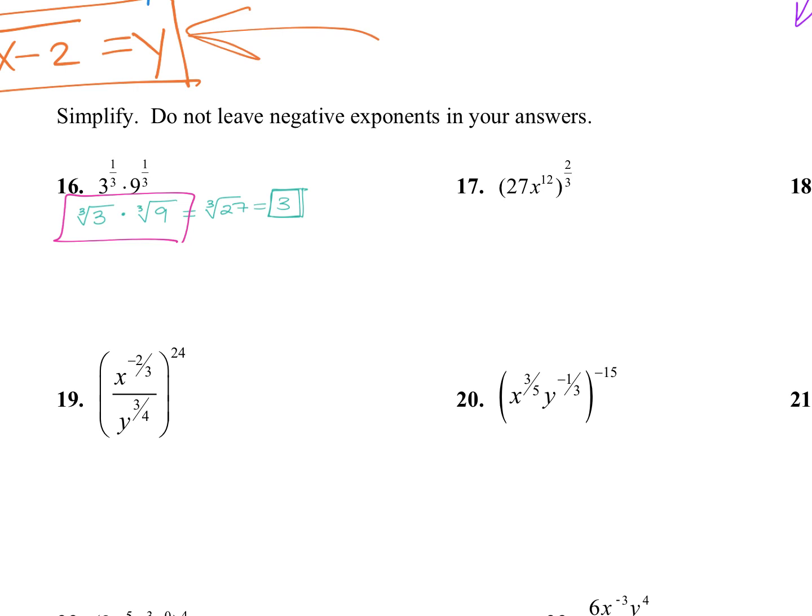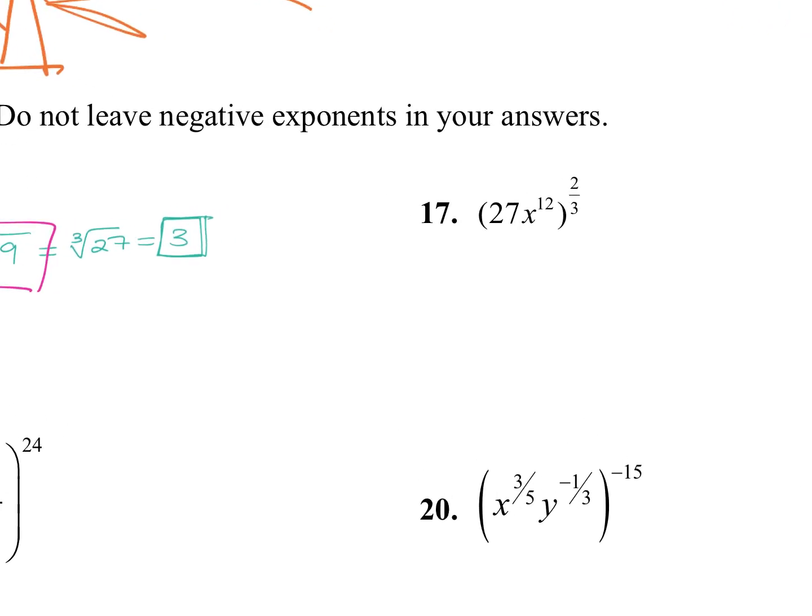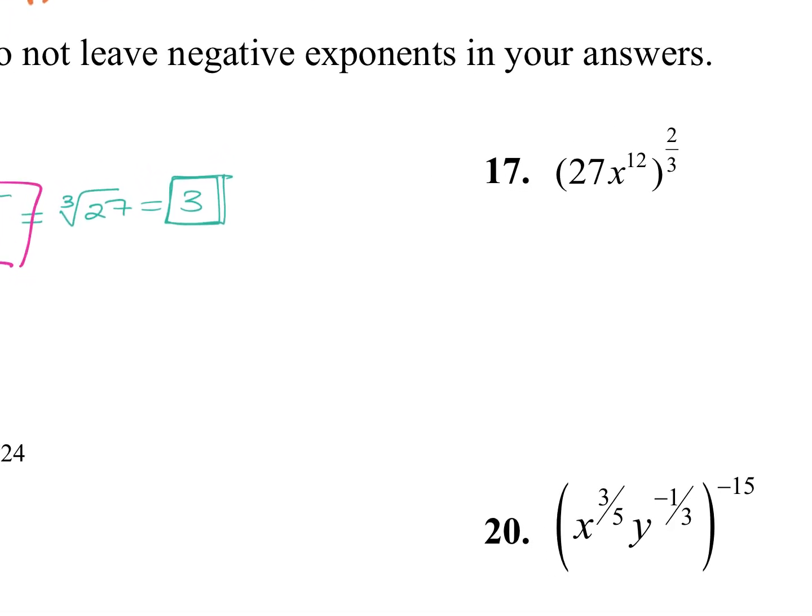Okay, 17. This one, you're going to break down into the number part of it and the variable part of it. So we're going to take this 2/3 to both of these parts, okay? So it's 27 to the 2/3 power. And then what's x to the 12th to the 2/3? What are you doing with that 12 and the 2/3? You multiply them. When you take a power to a power, you multiply, okay? So this is x. If I multiply this, I get 24/3 or 8.